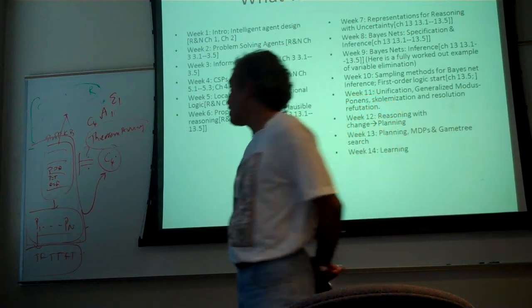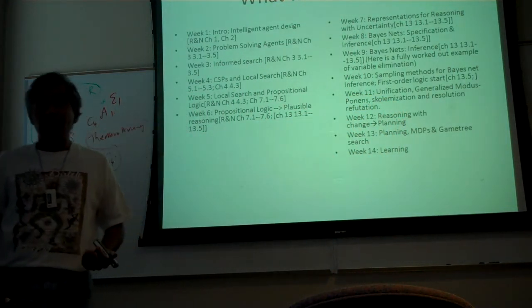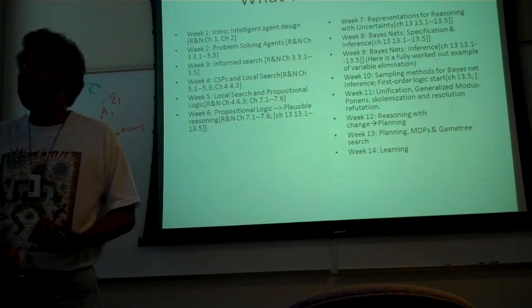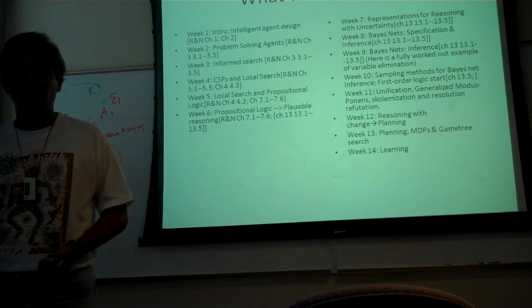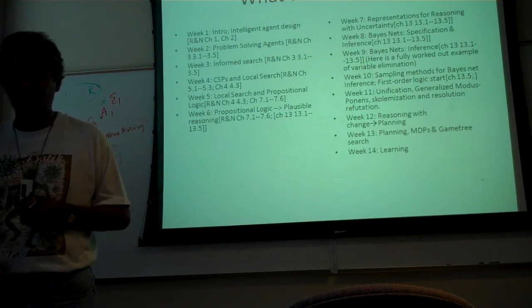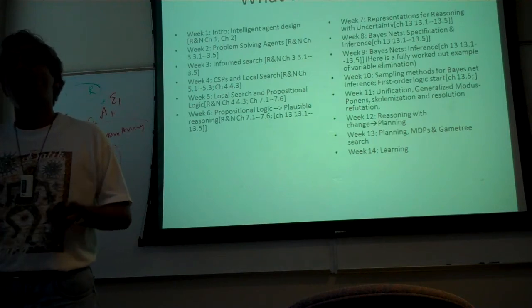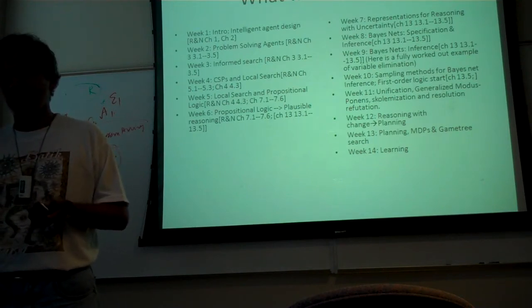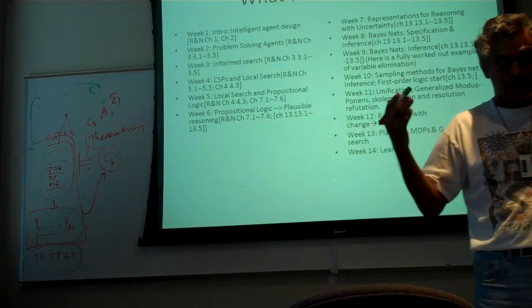Oftentimes you don't know enough about the world. You're given partial models, or you have to learn over a period of time by working in the world, by living in the world and executing in the world. You learn more knowledge about the world. So the dream of AI, of course, is to do that learning.